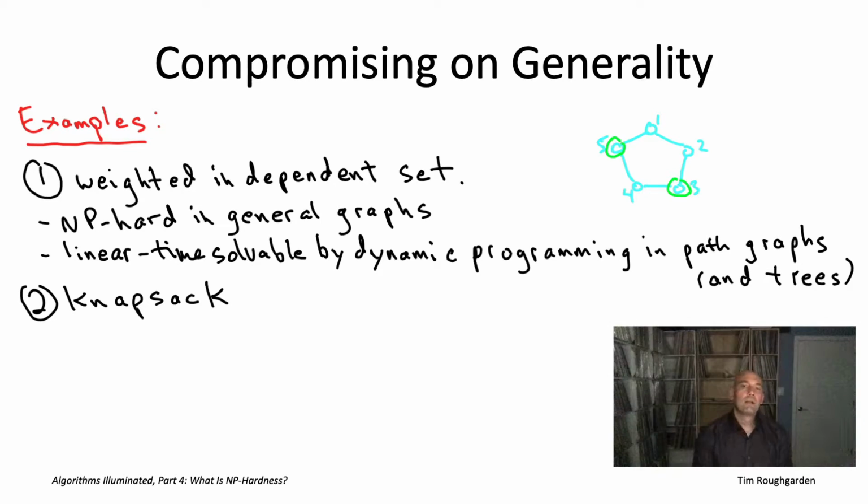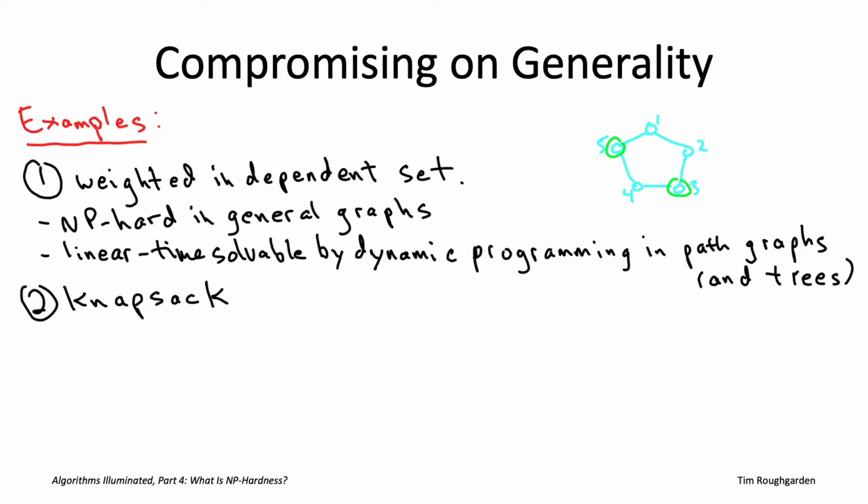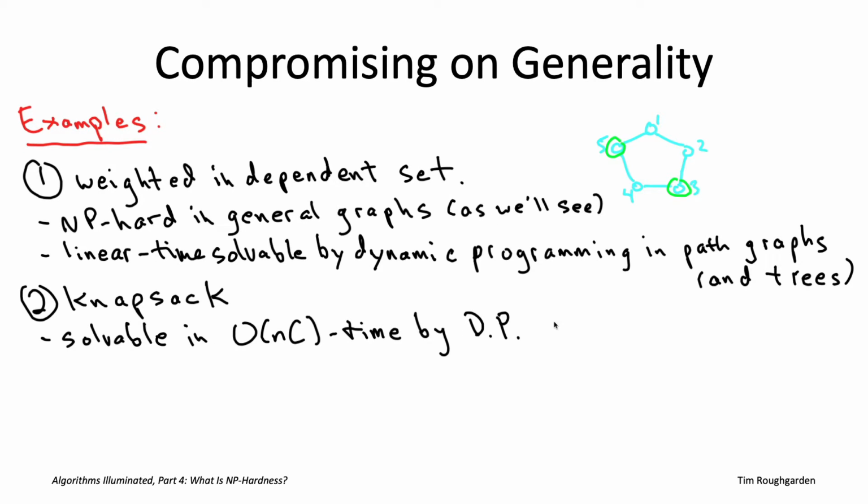So the knapsack problem is another canonical and killer application of the dynamic programming algorithm design paradigm. In particular, if you read part 3 or saw the corresponding videos, I showed you a dynamic programming algorithm which runs in big O of n times capital C time, where n denotes the number of items and capital C denotes the knapsack capacity.